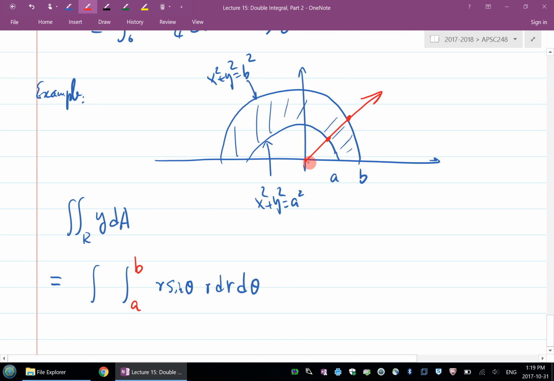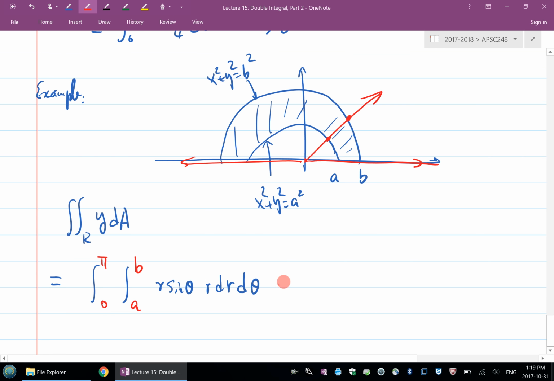Then you rotate that radiating line to go from one edge to the other edge. So in this case, one is horizontal here, the other is the opposite way. So your theta goes from 0 to pi.